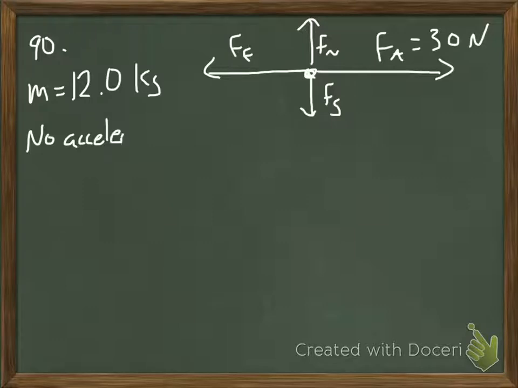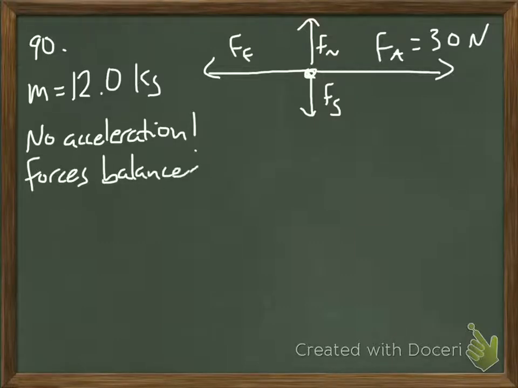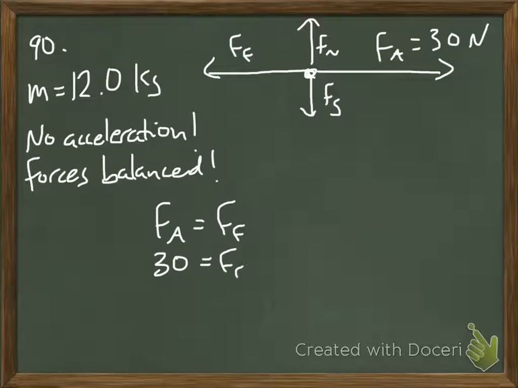It says in the problem that we have constant velocity, which means that there is no acceleration. And remember that if there is no acceleration, that means that there's no net force, which means that the forces must be balanced. So we don't even need to use Newton's second law for this one. We just know that the applied force is going to be equal to the force of friction, and the normal force is going to be equal to the force of gravity, because there is no net force, because there is no acceleration. So we know the applied force, that's given, and so the force of friction must be equal to that.